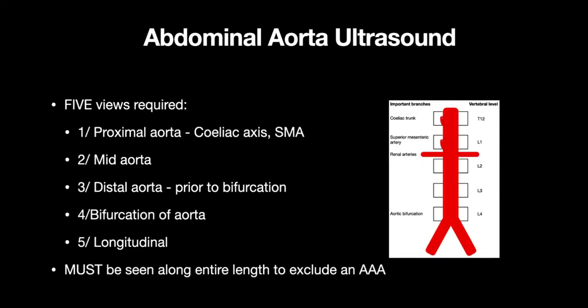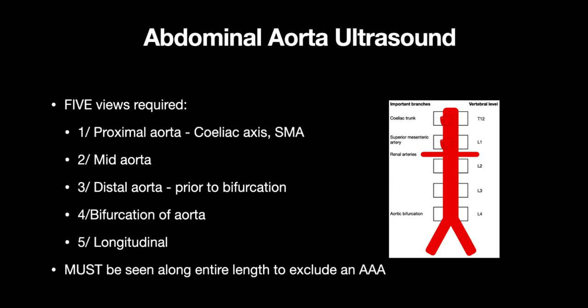So when scanning for the abdominal aorta, you really need to take 5 views in order to exclude the presence of an aneurysm. If you don't see it along this entire length, then you haven't really excluded the aneurysm. And it's quite common that it's not visualized at part of this because of bowel gas. Usually it's the more proximal part where other things like the transverse colon, stomach and small intestine might produce extra bowel gas and get in the way of your image.